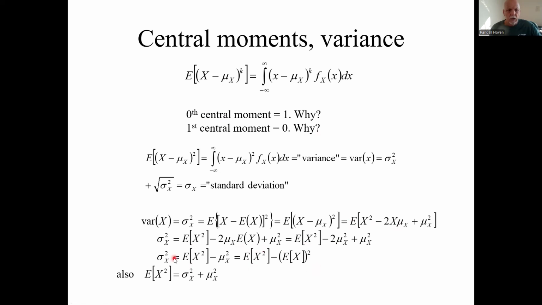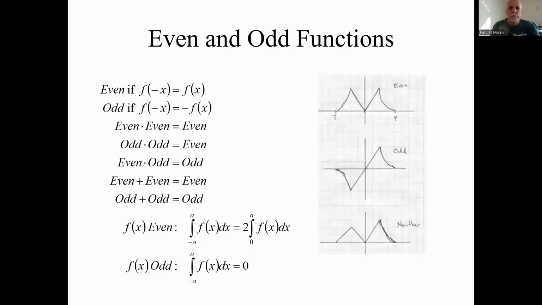this. The variance is that second moment minus the square of the mean. Or you could also say that the second moment is the variance plus the square of the mean. So that's all the definitions of those guys. I'm going to do an example, but first let's do a quick review of even and odd functions. Even means the left side is the mirror image of the right side.